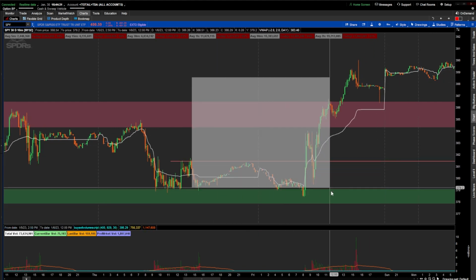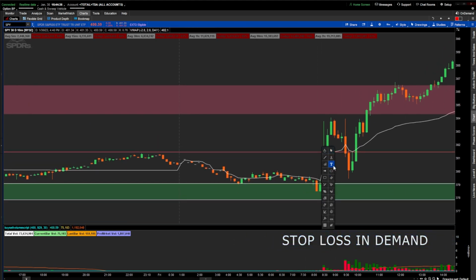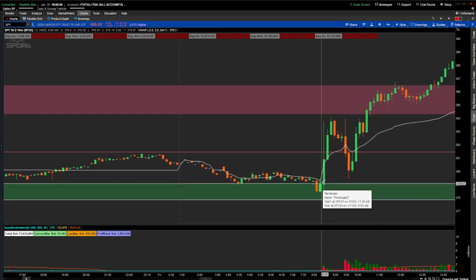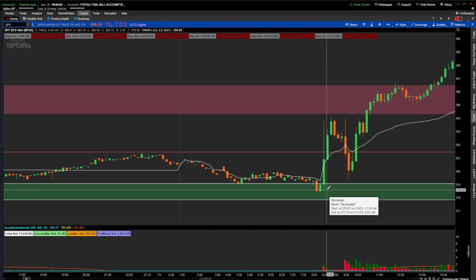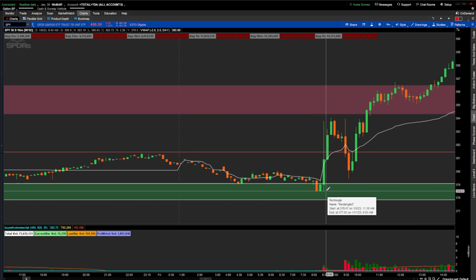For example, if we were to take calls in this area like we mentioned, we would want to have a stop loss in the demand zone, which would be inside of this area right here. This gives us a proper risk to reward. This way we could lose more trades than we win and still be profitable. As you can see, if we take calls in this demand zone, it gives us a proper risk to reward, meaning that we could take more losing trades than winning trades but still come out profitable.